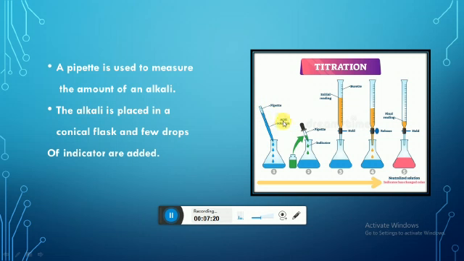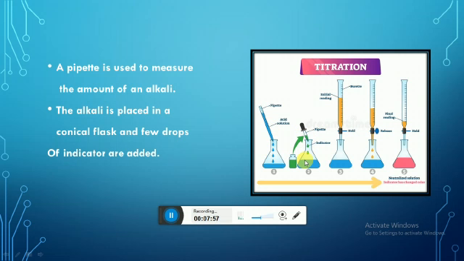Now this is the first step. In the second step, we put a few drops of indicator into the same acid solution. Keep in mind, this indicator is just used to change the color. So the indicator changes the color of the solution. These are the 2 steps.